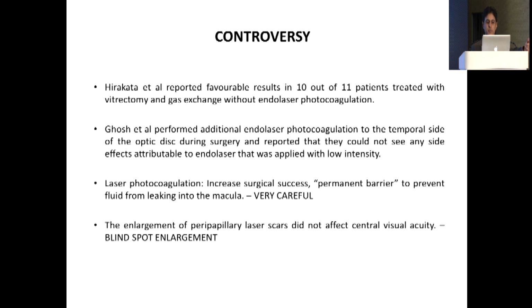Some authors propagate the use of subthreshold photocoagulation at the temporal side of the pit. They say it creates a permanent barrier to prevent the fluid leak. If you use a very subthreshold, mild laser, it usually does not cause tissue damage and may also increase the chances of the success rate. Studies have shown that they do not affect the central visual acuity. Probably they just cause enlargement of the blind spot.